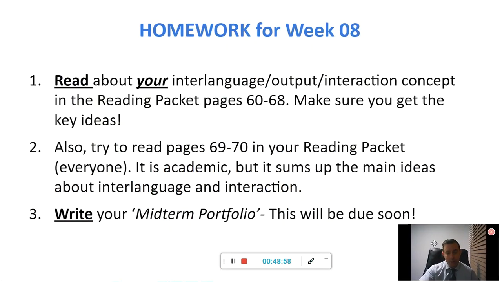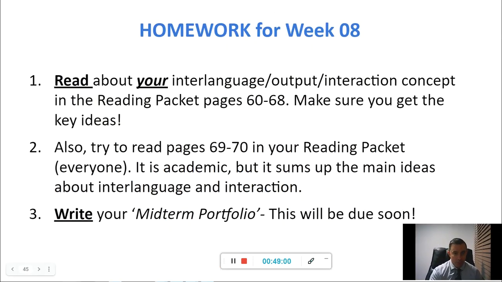So your homework for week 8 is this. Please read about your topic. I'll show you in the next slide. Interlanguage or output or interaction. Try to get the key ideas. You don't have to understand everything as usual. Everybody, please try to read pages 69 to 70 in your reading packet. That's for everyone. That's the summary of interlanguage and interaction.